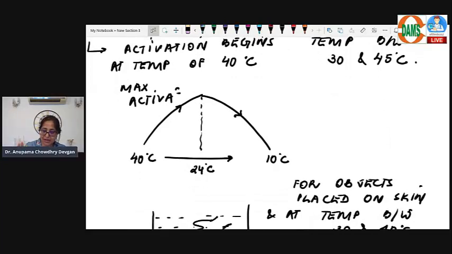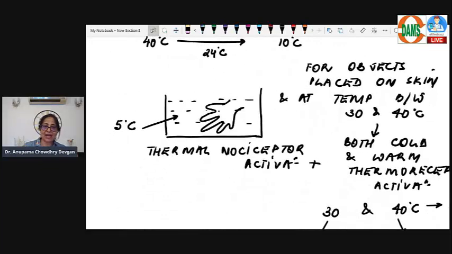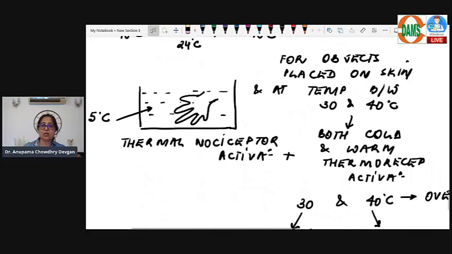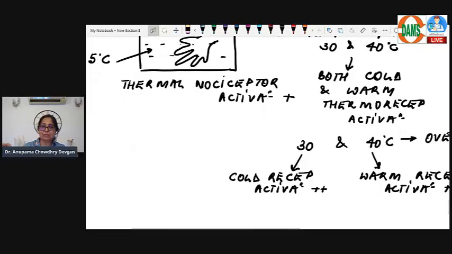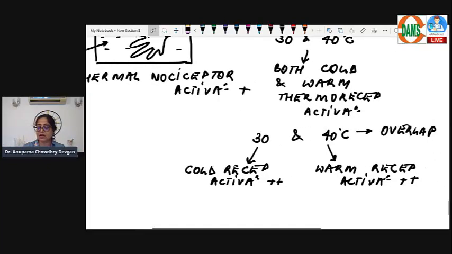Cold thermoreceptors begin to get activated at 40, with maximum activation at 24. The activation reduces, and below 10 they stop responding. If I place your hand in cold water at 5 degrees Celsius, you are activating the thermal nociceptors, not the cold receptors. For objects with temperatures between 30 and 40, both cold and warm thermoreceptor activation will be present. But if the temperature of the object is at 30, cold receptor activation is plus. If it is at 40, warm receptor activation will be plus. Okay? All right.